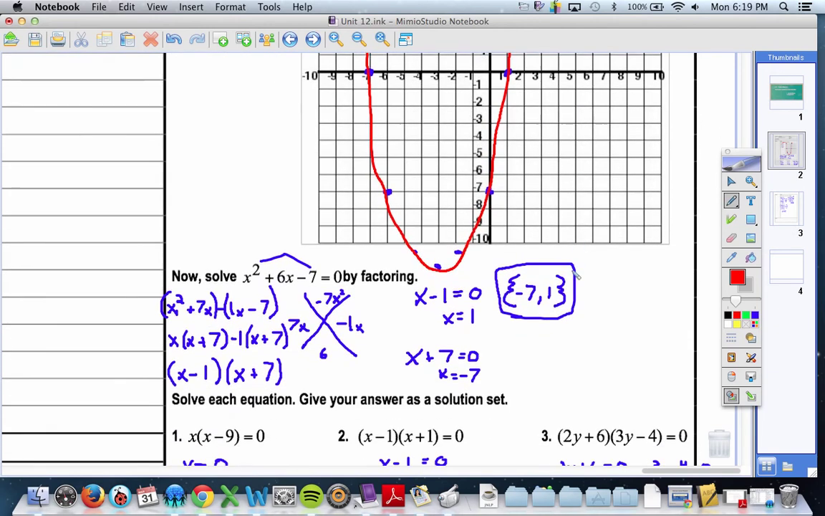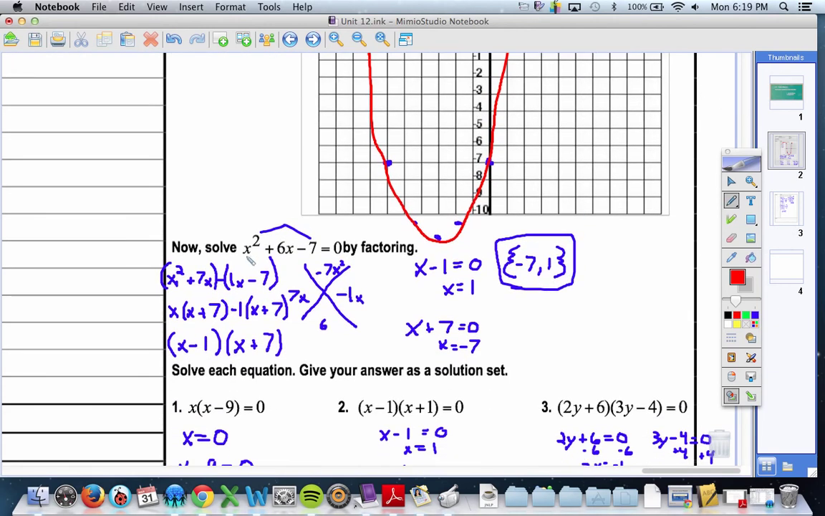Okay, moving on to the next part. Now it says solve this by factoring. Okay, well, here we go. We've done this. We're pros at this. Rooftop factoring. Bam, bam. We can set the top up, get the bottom, which is negative 7x squared, and the middle term is 6x. The factors there are 7 and negative 1.